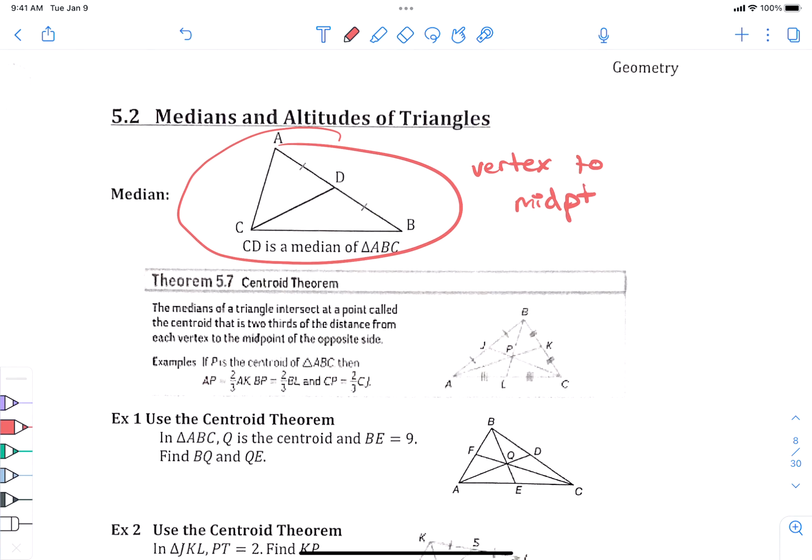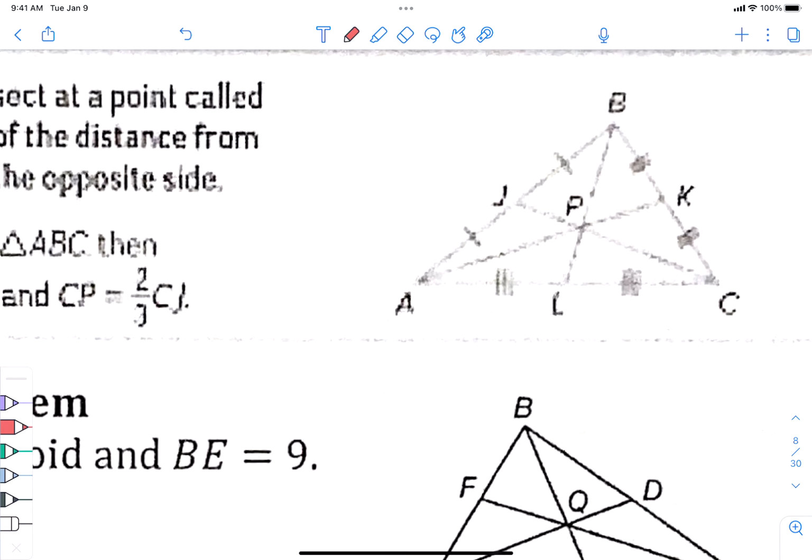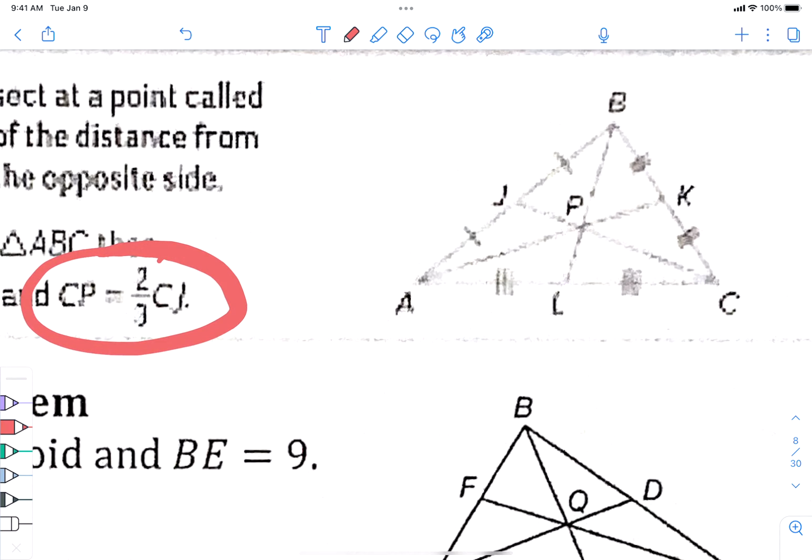And the centroid, where the medians connect, was kind of the fun thing, where I said one side is double what the other side is. Now, I'm going to zoom in on this box real quick, because this is a little bit confusing. They write it like that. They say that CP is this guy. That is 2/3 of CJ, which is the whole thing, right? That's kind of confusing because I thought I said double one and the other, right?